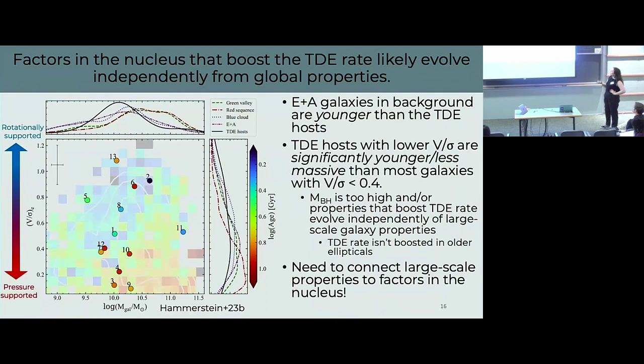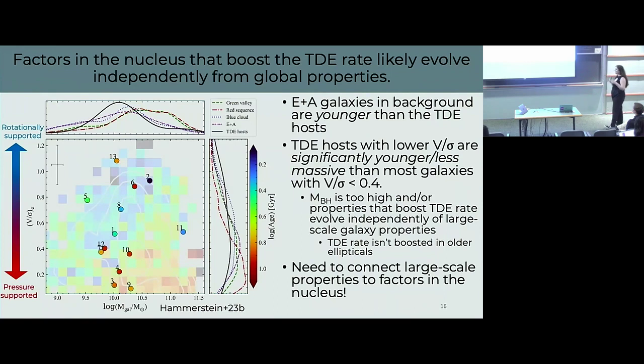And I want to focus on these 6 TDE hosts down here. So these are very likely more pressure-supported galaxies. But when we compare them to galaxies that have a similar level of rotational support, we find that the TDE hosts are, one, significantly less massive and significantly younger than other galaxies with a similar V over sigma.